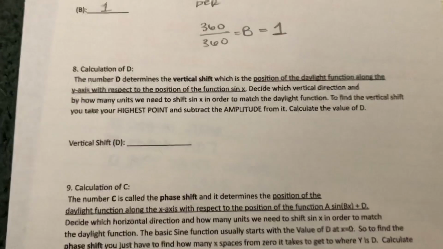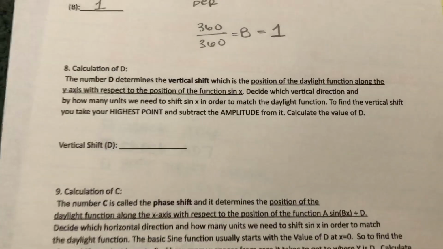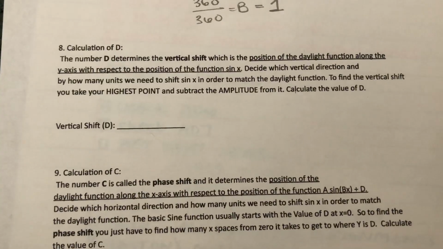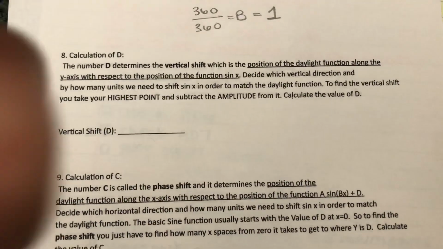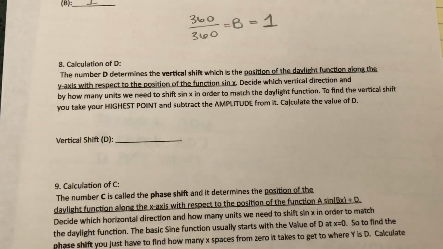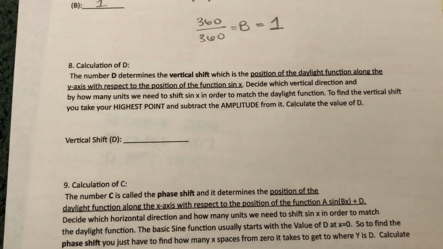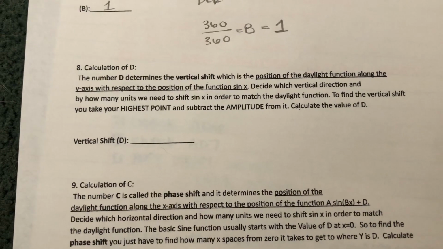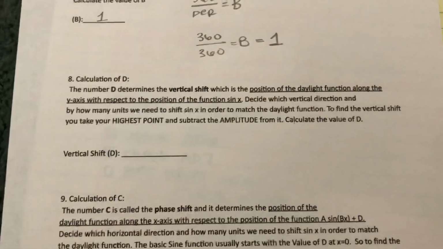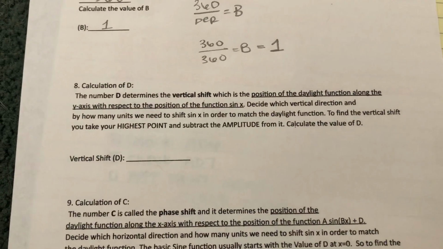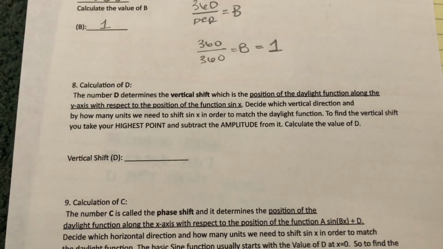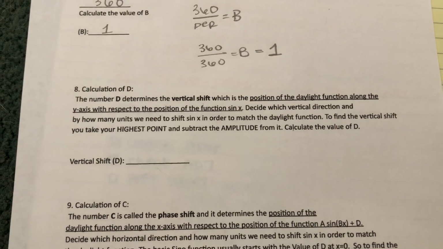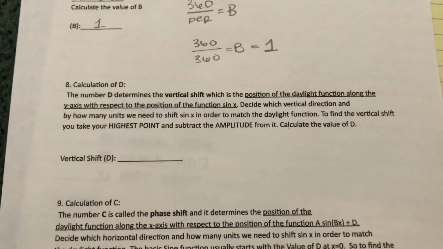Now we're going to calculate D. Yes, we skipped C, but we're going to do D first. The number D determines the vertical shift, so vertical is up and down, of the position of the daylight function along the y-axis with respect to the position of the function sine x. So all we have to do is decide which vertical direction and by how many units we need to shift sine x to match the daylight function.